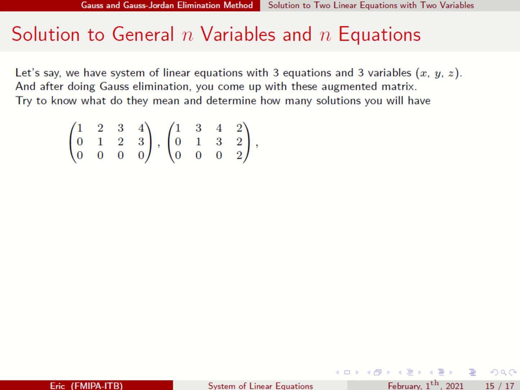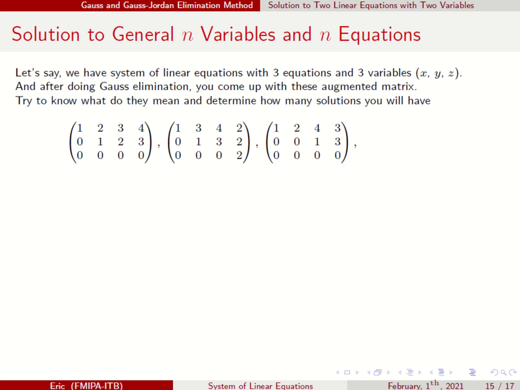So in here also, but be very careful. In this form, you have 0x plus 0y plus 0z equals 2. So there are no x, y, z that satisfy the third equation. So in this, you have no solution. Infinitely many solutions, no solution.